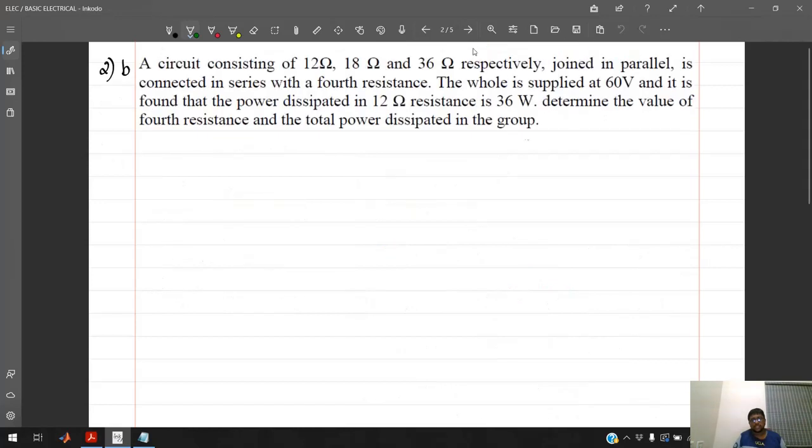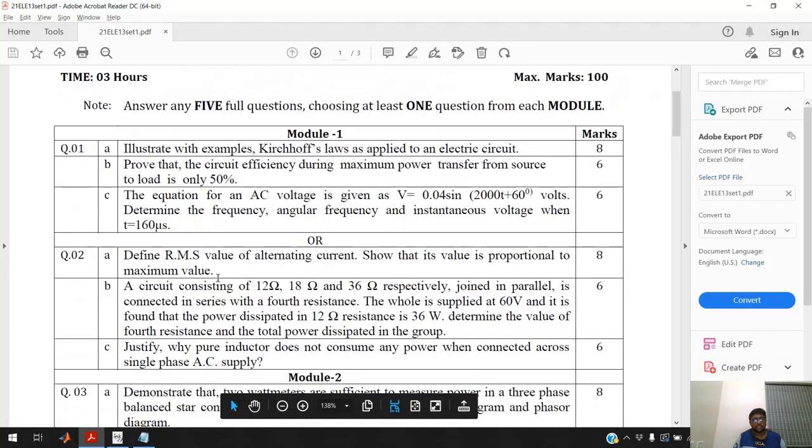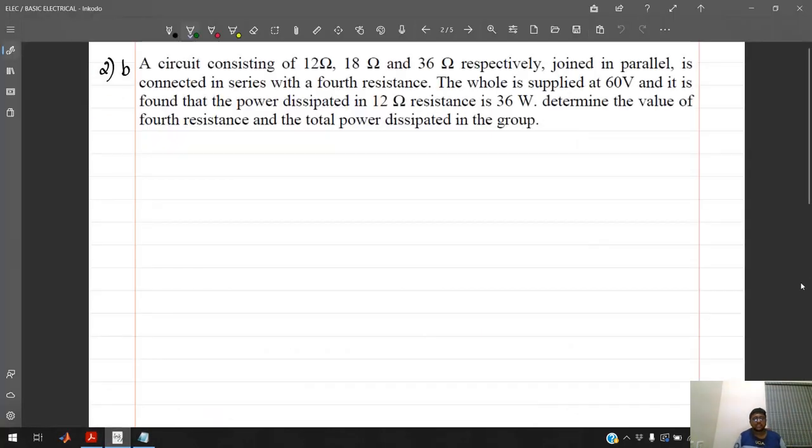Next, coming to the second problem, that is 2B. That is also from module 1 only. If you see the question paper, module 1, question number 2 and question number 2b. So first let us understand the question: the circuit containing 12 ohm, 18 ohm, 36 ohm respectively joined in parallel is connected in series with the fourth resistance.